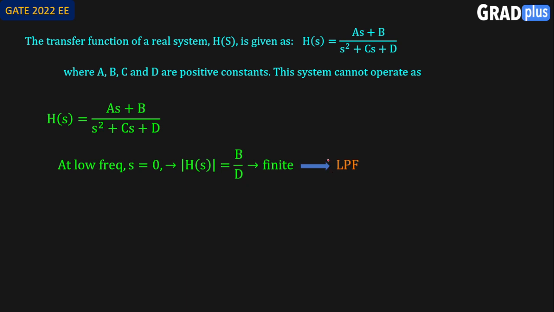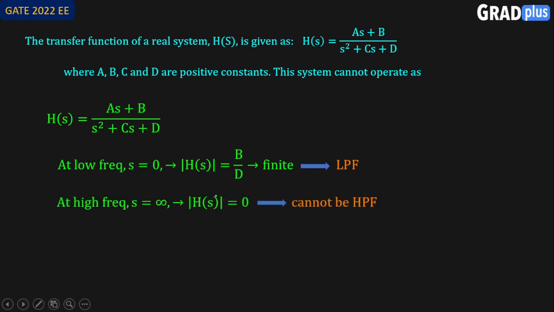Now go for the second, the high pass filter. For the high pass filter we need the high frequency. What is the value we have to put? That is s equal to infinity. Now substitute s = infinity in this system. So we will get the value of the system equal to 0. Now here you can see the output is coming as 0. It is not a finite value. That means at high frequency the system will show 0 output.